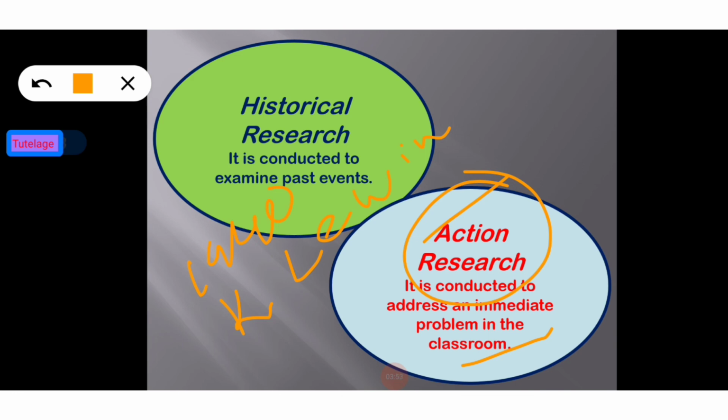Historical research is conducted to examine past events only. Descriptive research is conducted to describe the situation, and experimental research is conducted to indicate or examine the relationship between dependent and independent variables. So I think this is clear. So now move on to the last slide.